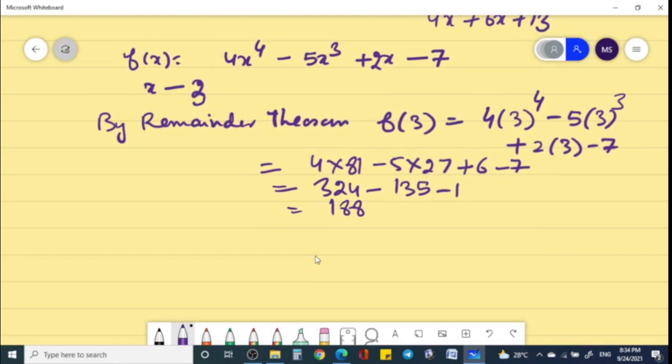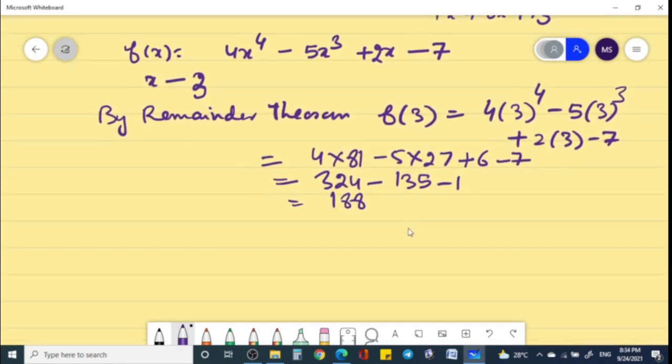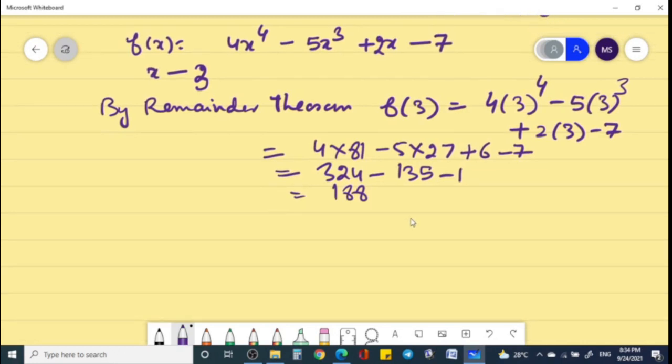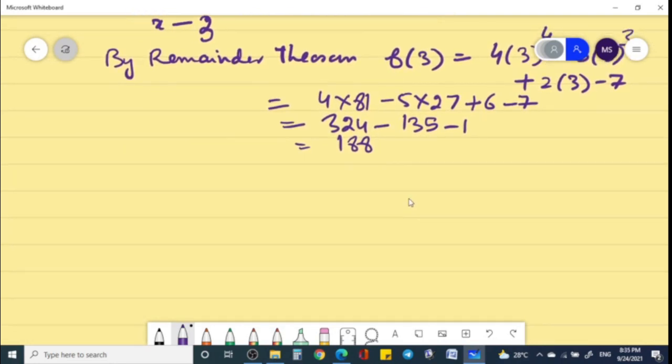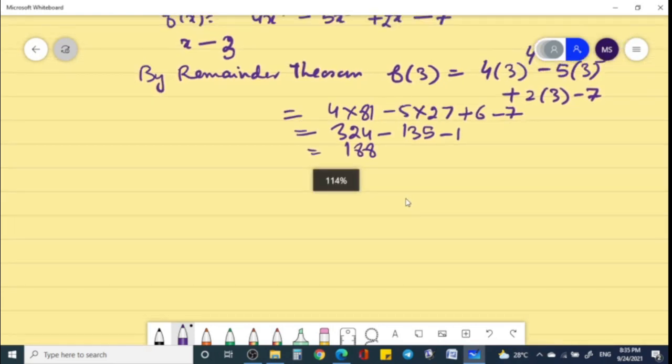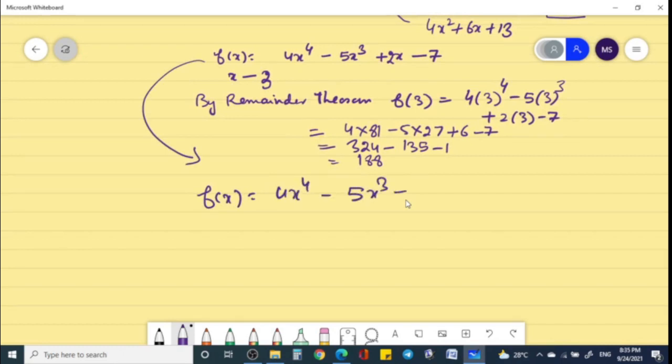Now we can determine this is the only way to determine the remainder, but it doesn't figure out the quotient. But in case of synthetic division, we can also figure out the quotient of this. So now we can see here, if f(x) is 4x^4 minus 5x^3 plus 2x minus 7.